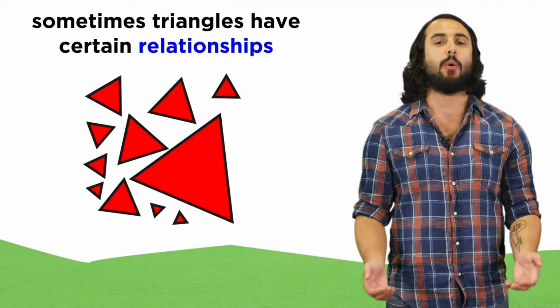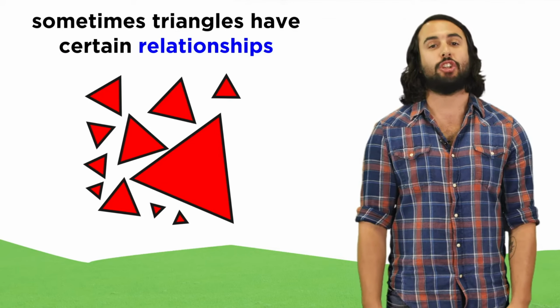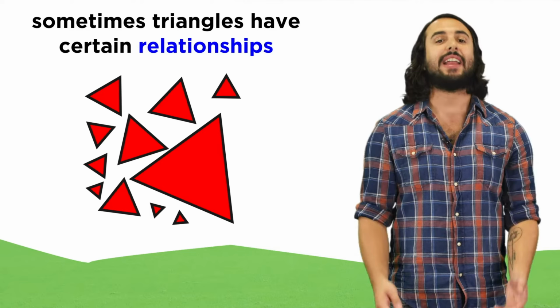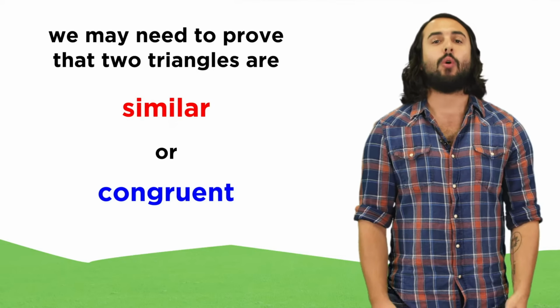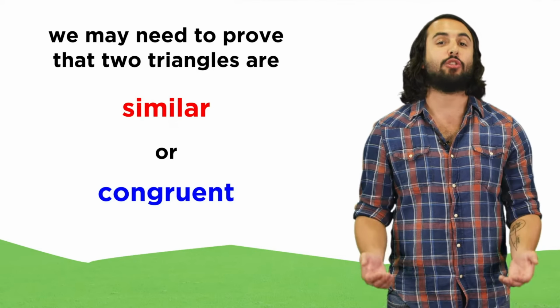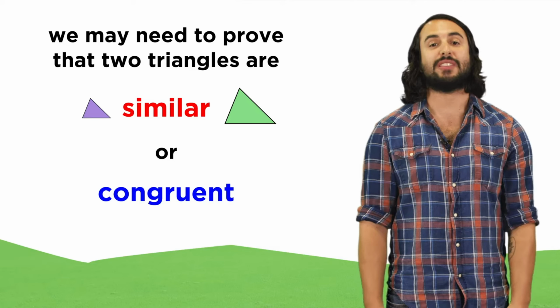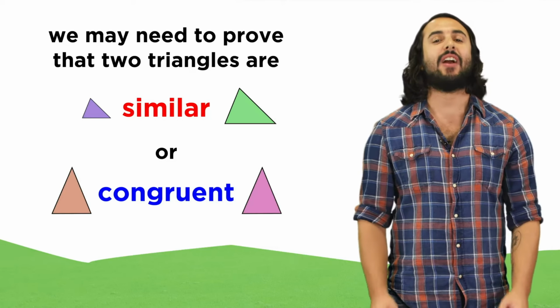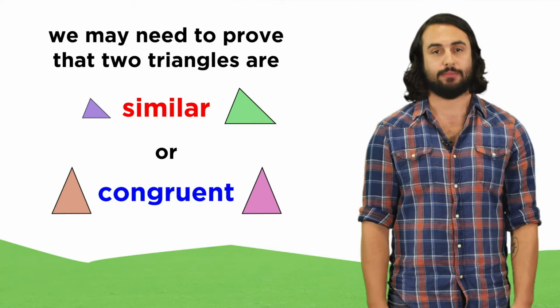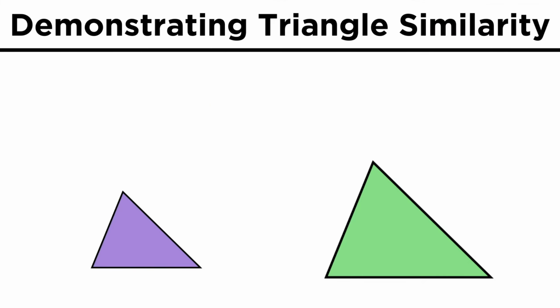One of the things we will want to prove is the relationship between two shapes, like two triangles. Two triangles might be unrelated, or they may have some special relationship. They could be similar, meaning they have precisely the same shape, just different sizes, or they could be congruent, meaning they are absolutely identical. When trying to demonstrate similarity, we have to look at the corresponding sides and angles.